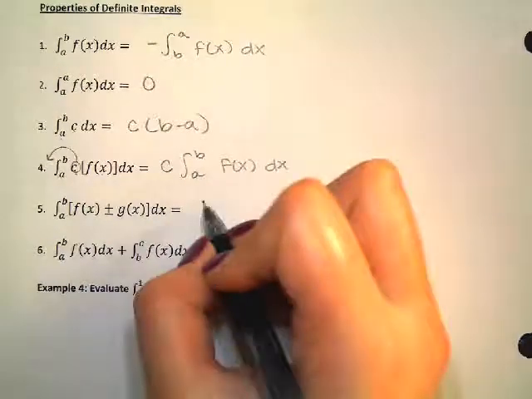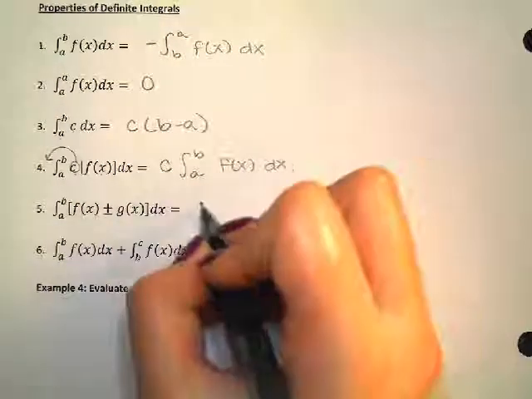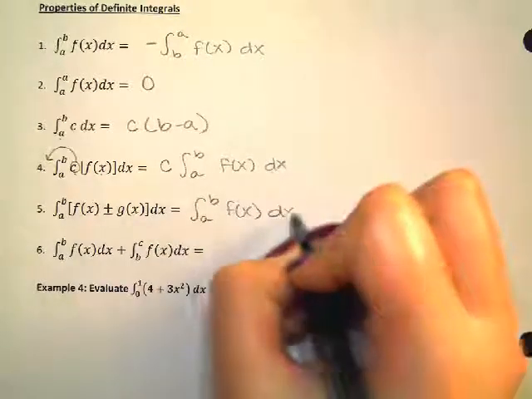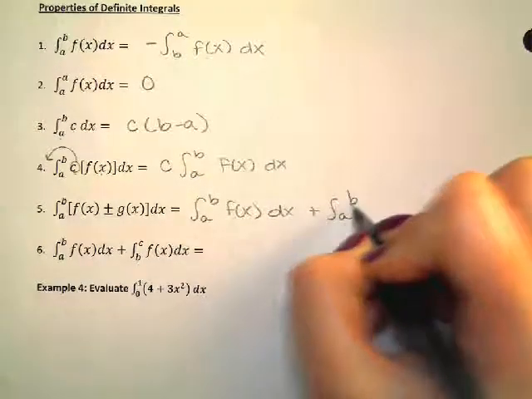All right, and then this one is saying if you have 2 different functions you're looking at, you can separate them. So the area of f of x dx plus the area of g of x dx.